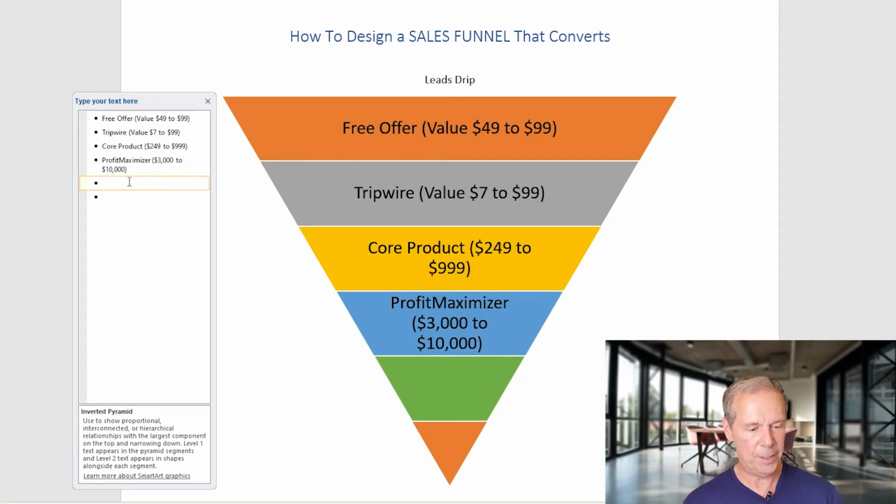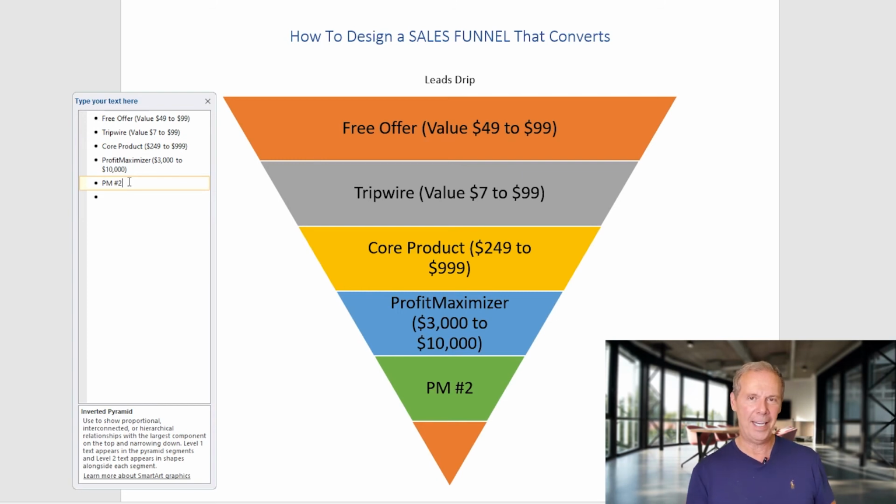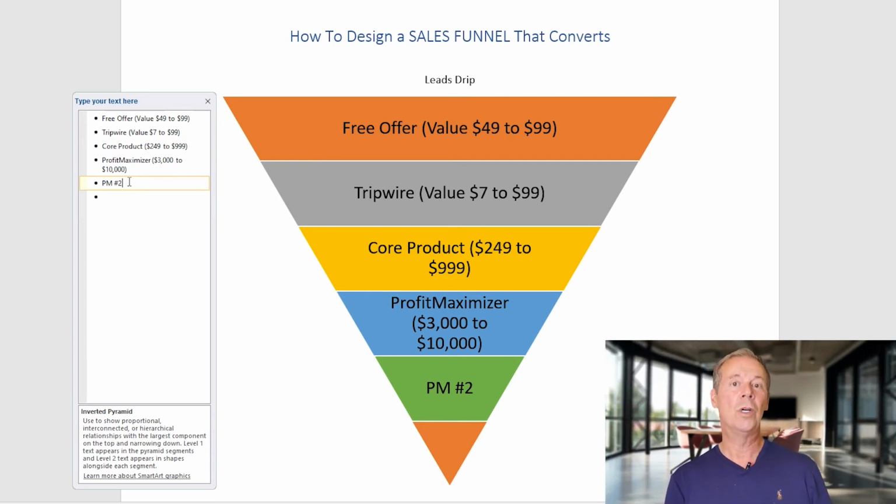Is it easy to convert somebody into Profit Maximizer? Certainly not as easy as Tripwire and core product. But again, like I say, over time, people just want to work with you because you've helped them a lot. So the next area in this funnel, I would call this Profit Maximizer number 2. Over the years, what I've learned is if you keep innovating new products and services, old clients will come back into those products and services.